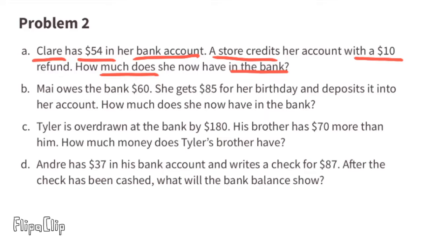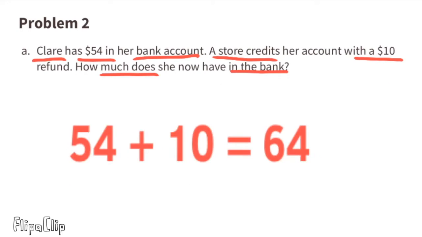Problem number 2. A. Claire has $54 in her bank account. A store credits her account with a $10 refund. How much does she now have in the bank? Claire started out with $54 in her account, then a store gave a credit to her account for $10. That means that the store gave her account $10 or put $10 into her account. $54 plus $10 is $64. Now Claire has $64 in her bank account.